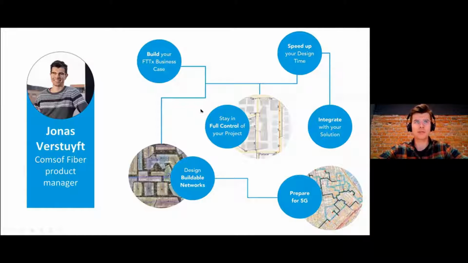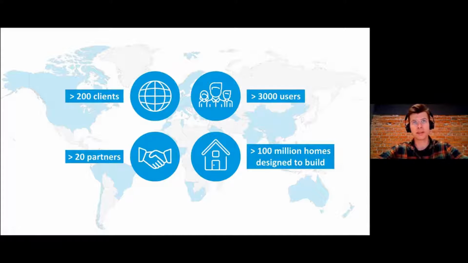My name is Jonas. I am the Comsof Fiber product manager here at Comsof. Our software, Comsof Fiber, both speeds up the network design process and optimizes the network design, making network deployments cheaper. Comsof is located in Ghent in Belgium and in Toronto, Canada. We've been around for over 20 years, and the software is being used in projects all around the world.